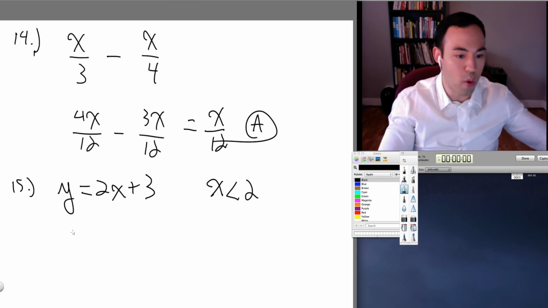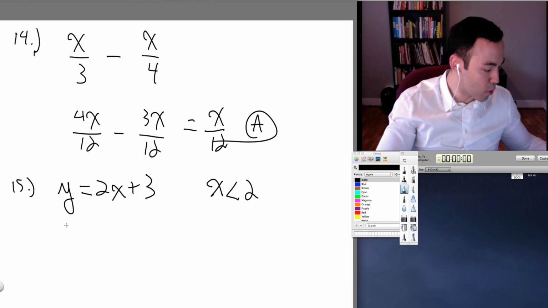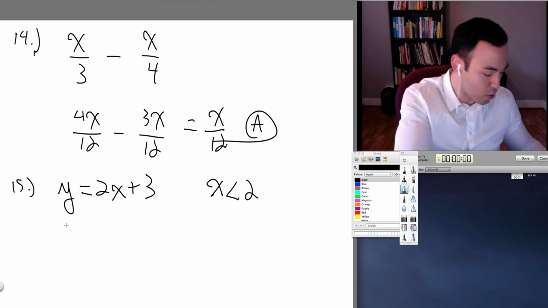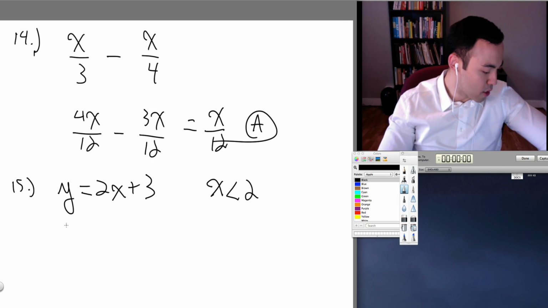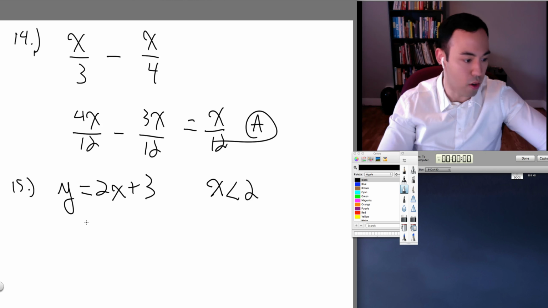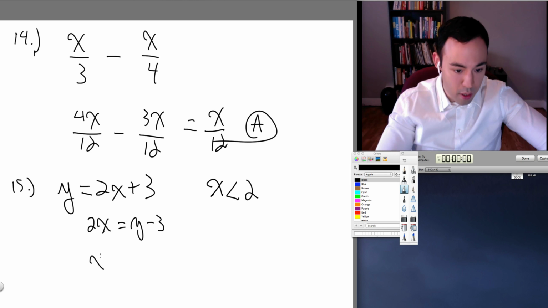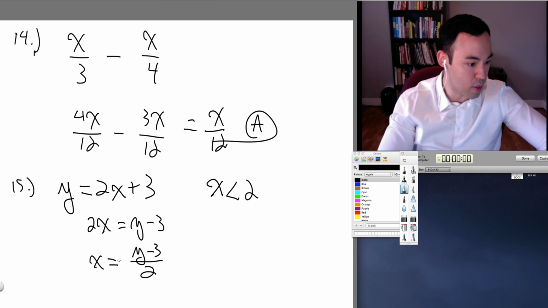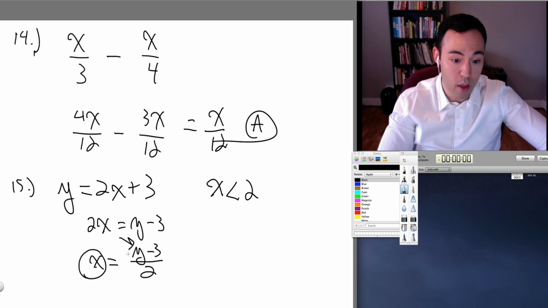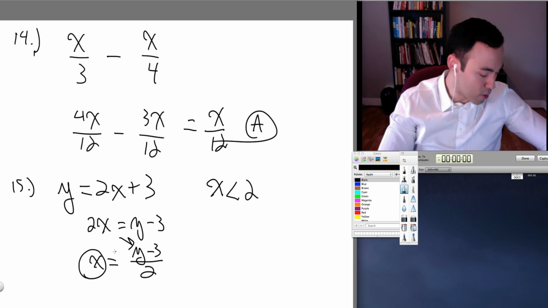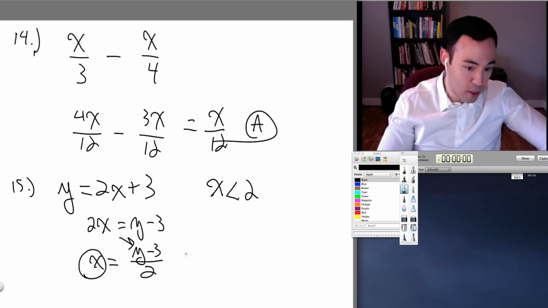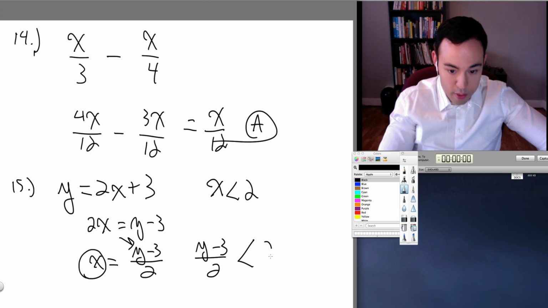So for the formal way, we're going to do some algebraic manipulation. Let me go ahead and move my notes around here. We're going to do some algebraic manipulation here, and we're going to isolate our x. So 2x equals y minus 3, and then x equals (y minus 3) over 2. And now we're going to ask ourselves, if this has to be less than 2, what values of y force it to be less than 2? All right, so in other words, this whole thing has to be less than 2.